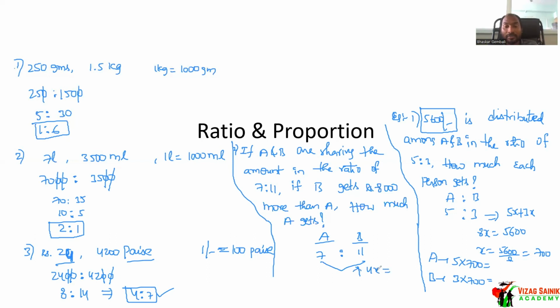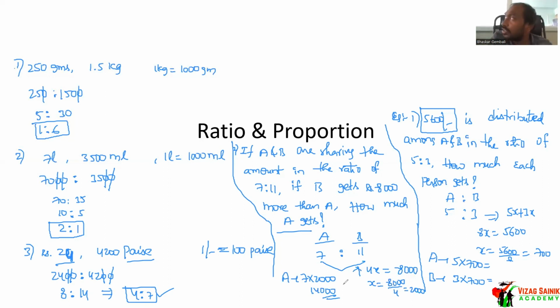That 4x is equal to the given 8,000. So what does each part become? 8,000 by 4, which is 2,000. One part is 2,000. But the question asks how much A gets. A gets how many parts? 7 parts. So 7 into 2,000, which is 14,000. So this is the way to do the question.